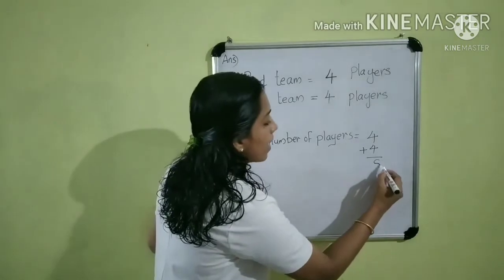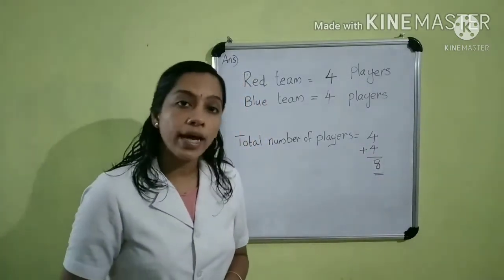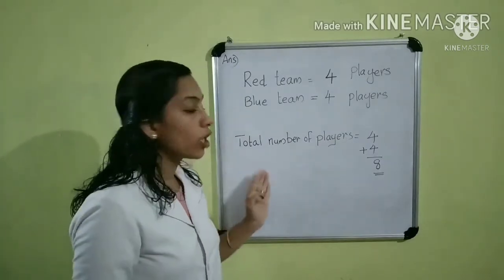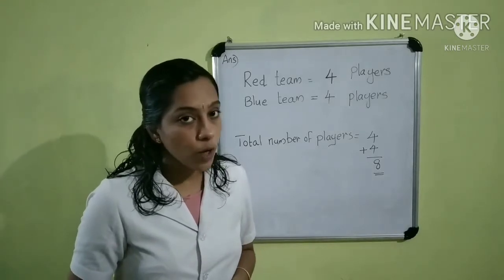So we can write the answer here. That is, 4 plus 4 is equal to 8. That is, the total number of players is equal to 8. Did you understand this problem?